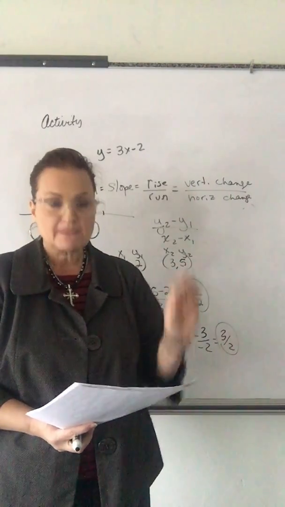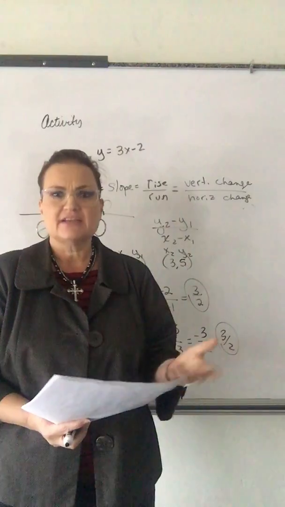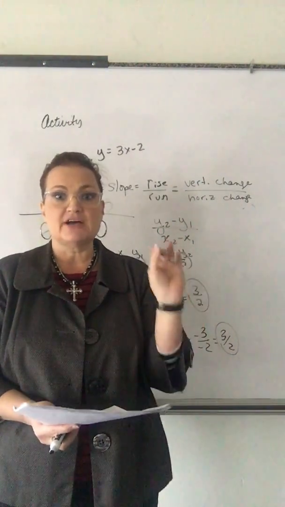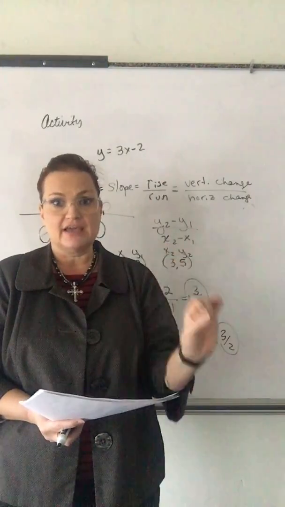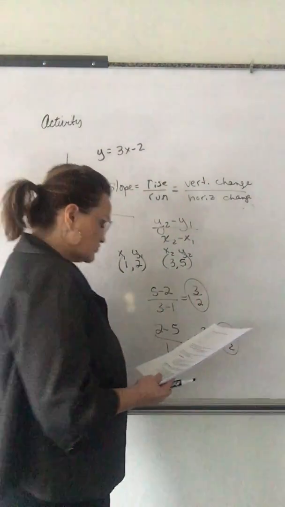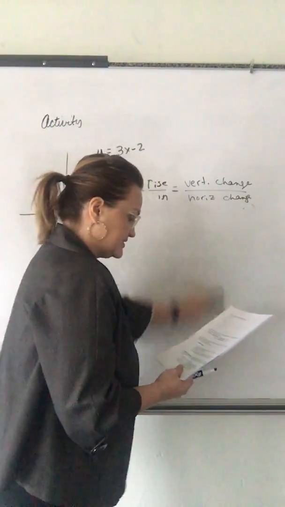Point plotting. The second method specifies using intercepts. Now it's really another version of point plotting, but it just specifies, let's make sure you plot the x and the y intercepts, the zeros. So sometimes your directions will specify you have to graph using the intercepts.